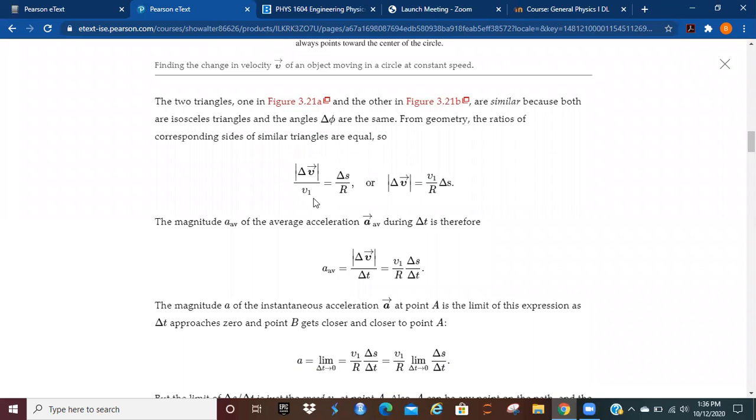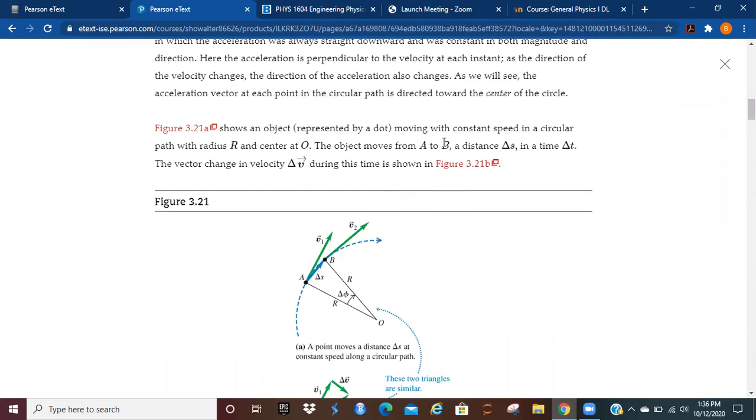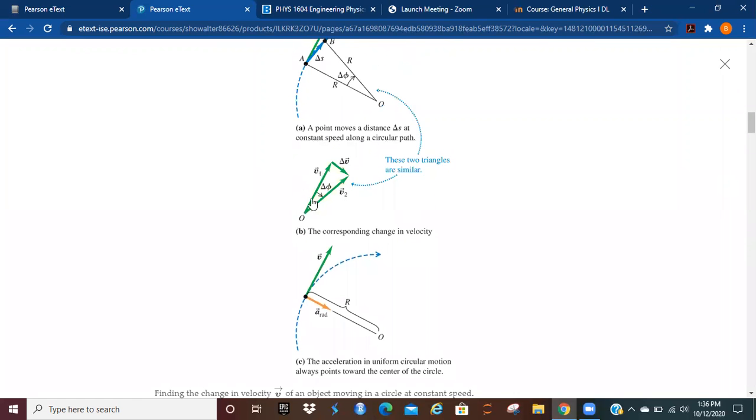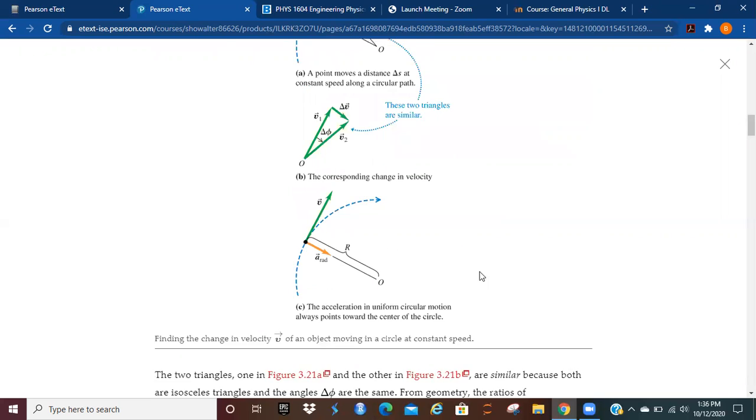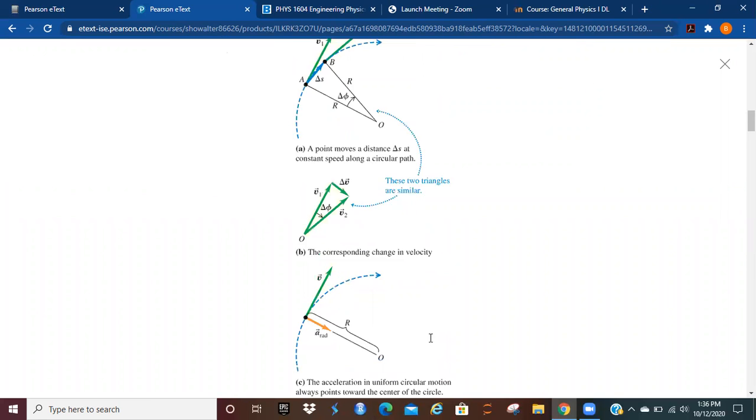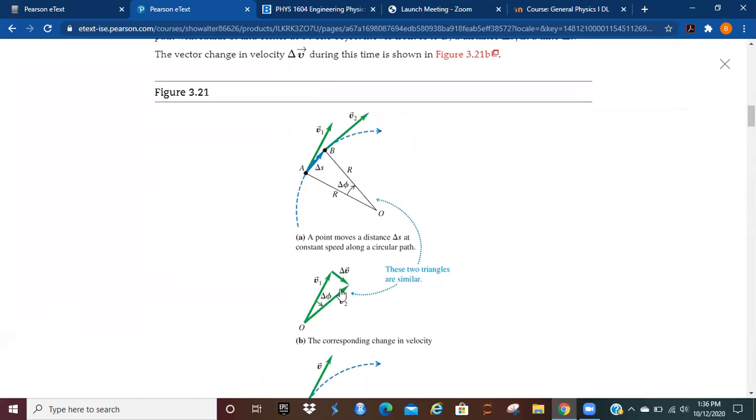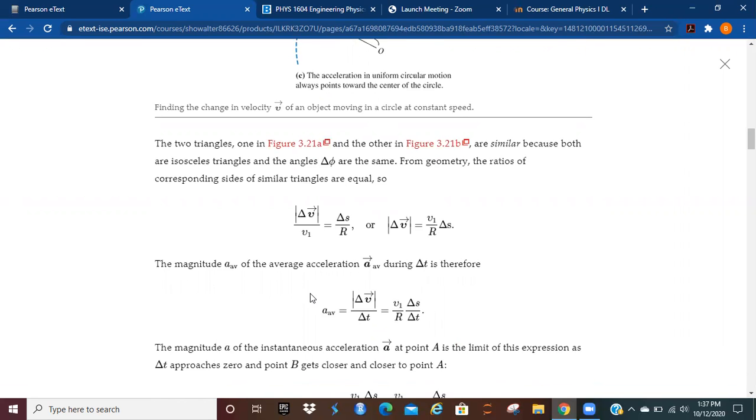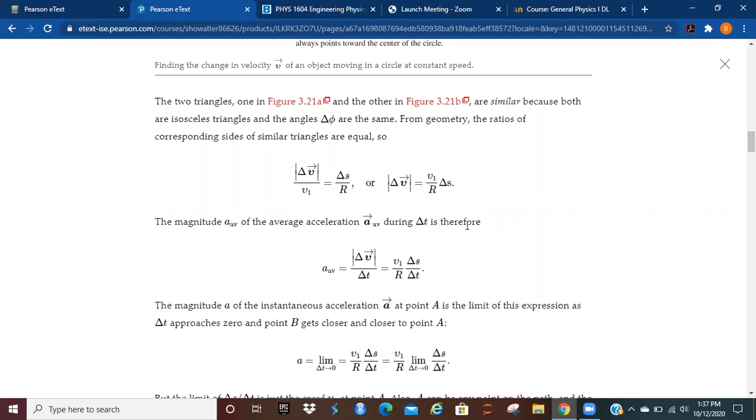If you take this vector right here and divide it by, let's see, the two triangles formed in 3.21a and the other in 3.21b. If you put the corresponding parts together, this divided by this, seeing as how they're similar triangles, you can get this particular relationship. If you turn it around, the change in the velocity vector is equal to v over r times the change in s. We know the magnitude of the average acceleration during this time is the change in v over the change in t, which we discussed in the previous section. We substitute that in.